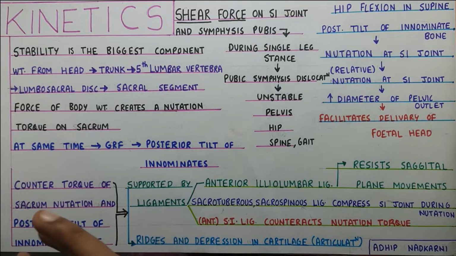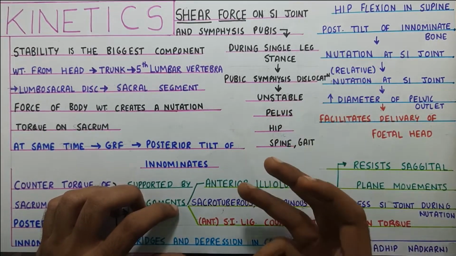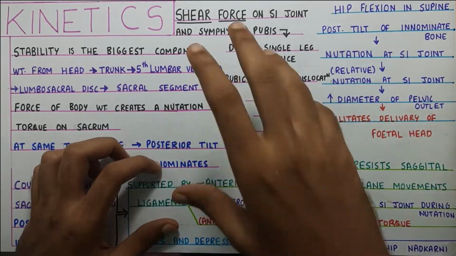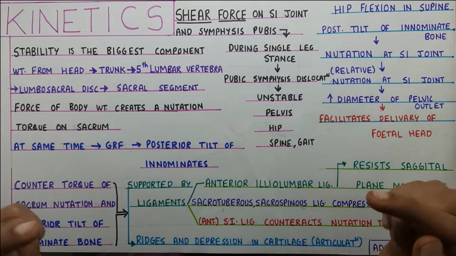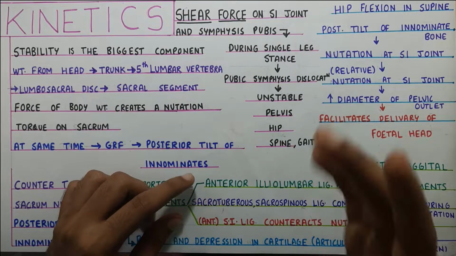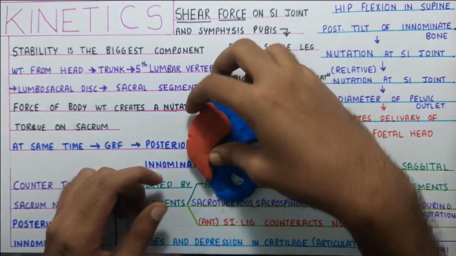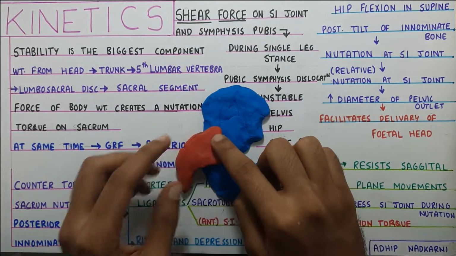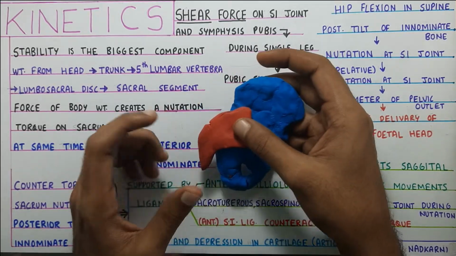Apart from that, the stability is also provided by your ligaments. Now, we have discussed ligaments in our previous videos, so you can go back and brush up on it if you don't remember them. But if you do, there is the anterior iliolumbar ligament, which connects the ilium to your lumbar region. What it does is resist sagittal plane movement. Sagittal plane is what? Flexion extension movement. Even the counter nutation and nutation that is happening is also sagittal plane movement, right? So that is what is done by your iliolumbar ligament. They resist this movement, hence providing stability at the SI joint.